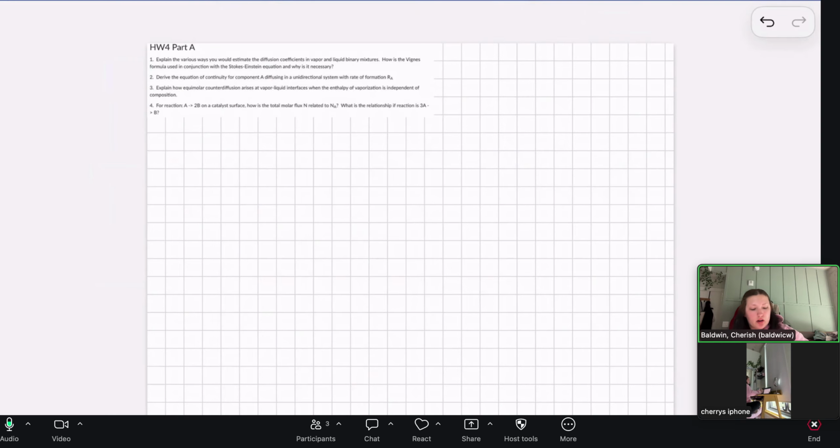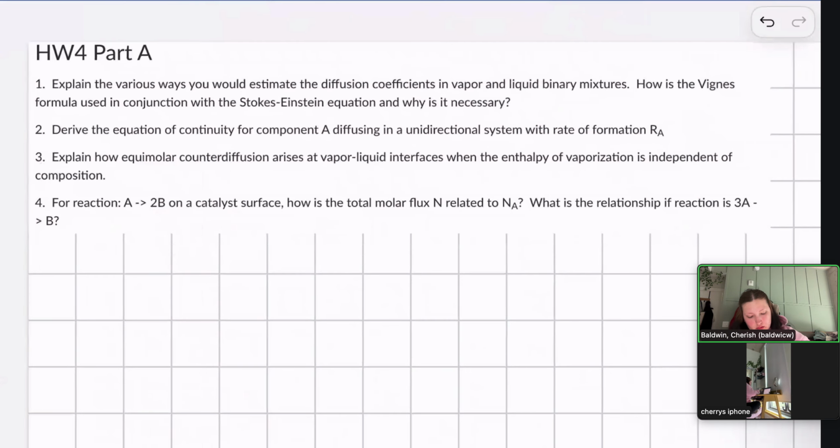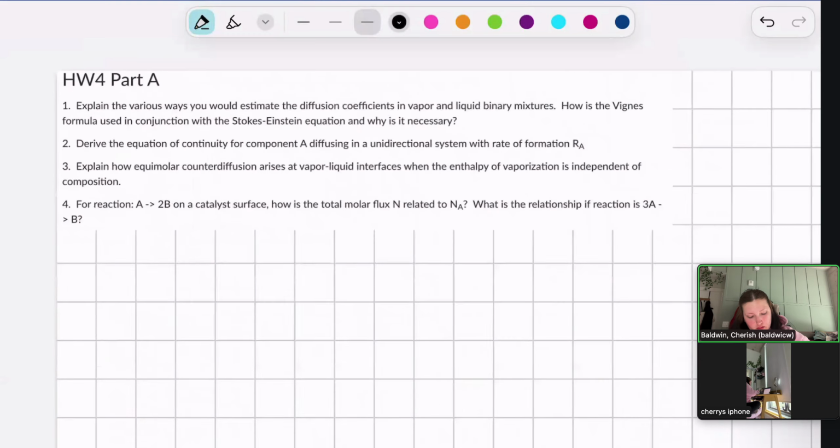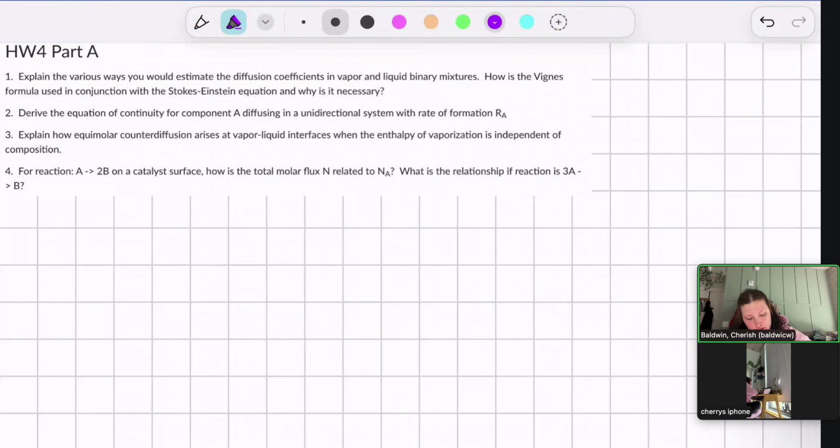This is homework 4, part A, and I'm going to be explaining the ways to estimate diffusion coefficients for vapor and liquid in binary mixtures, and then how we use Vignes' formula in conjunction with the Stokes-Einstein equation.